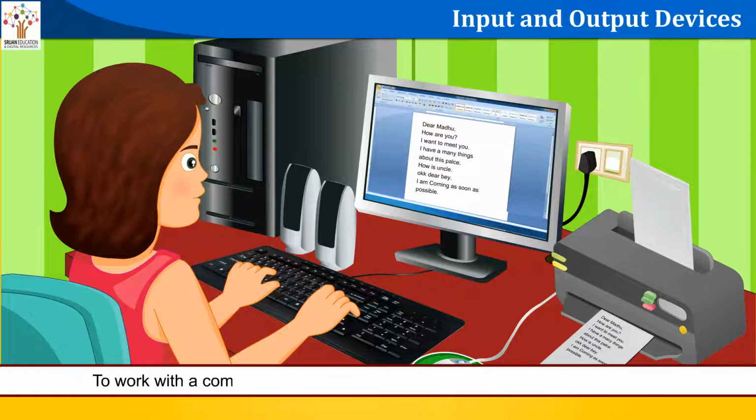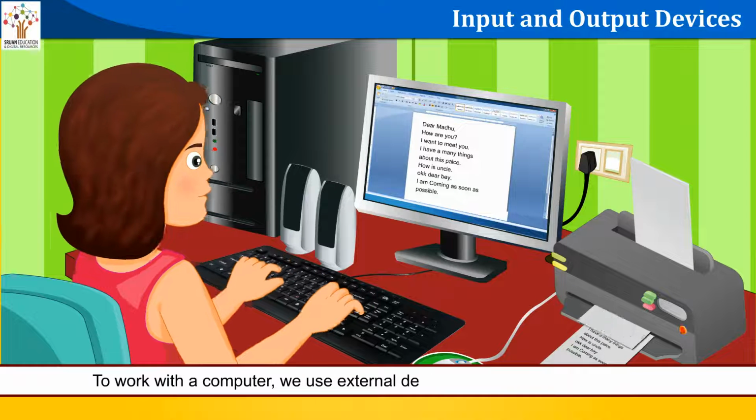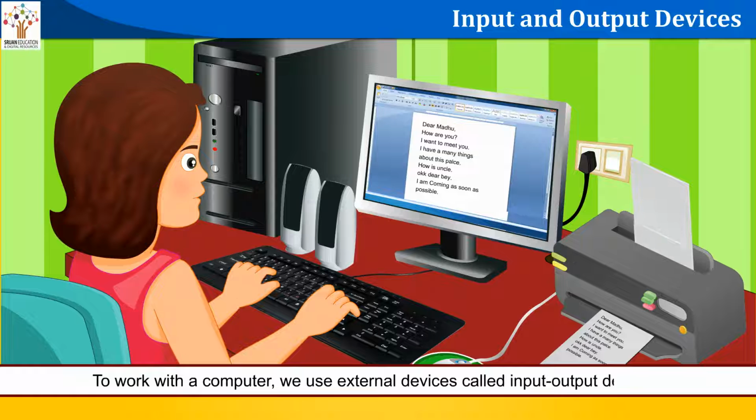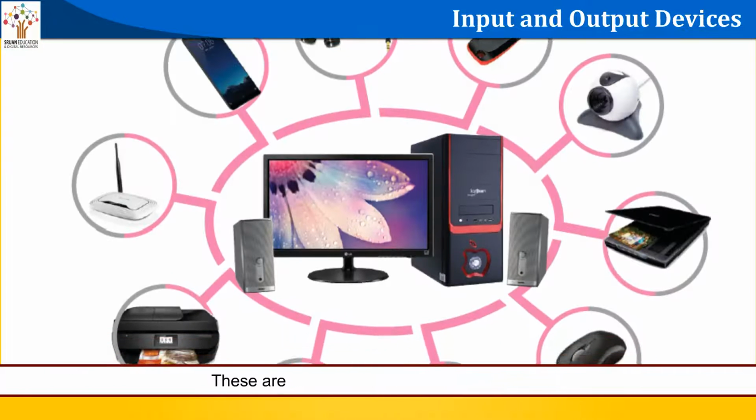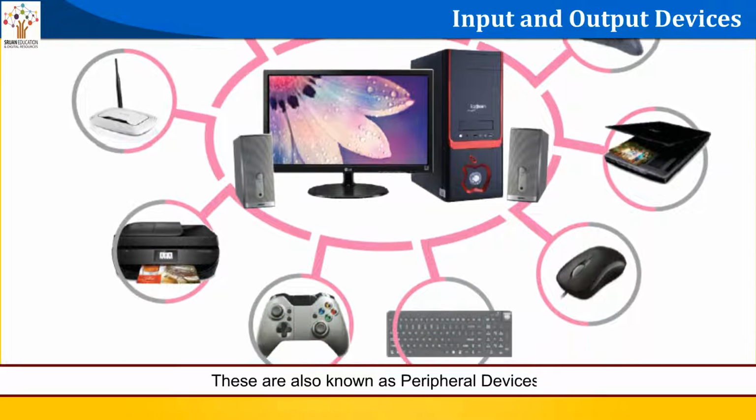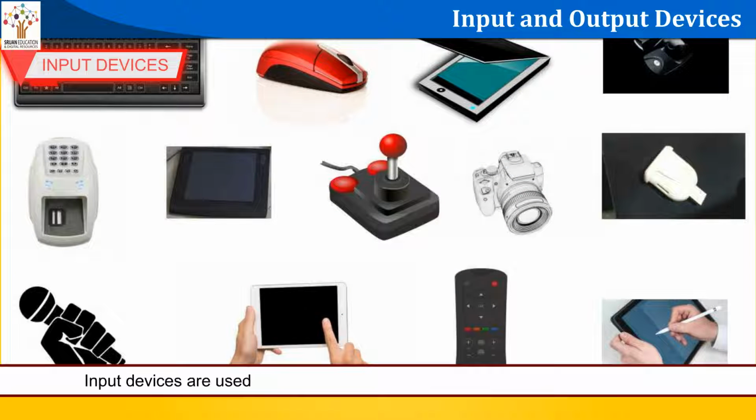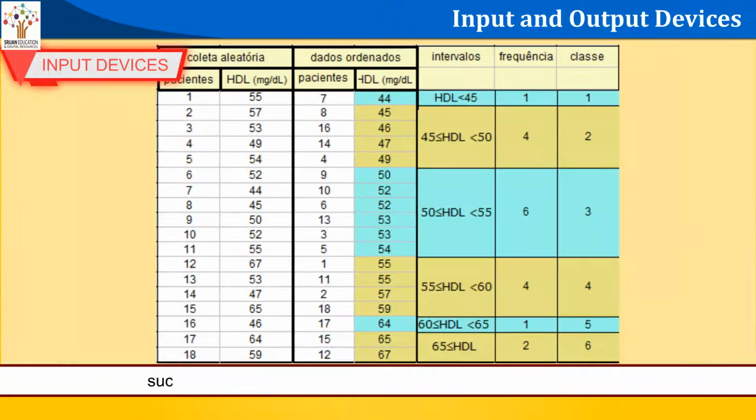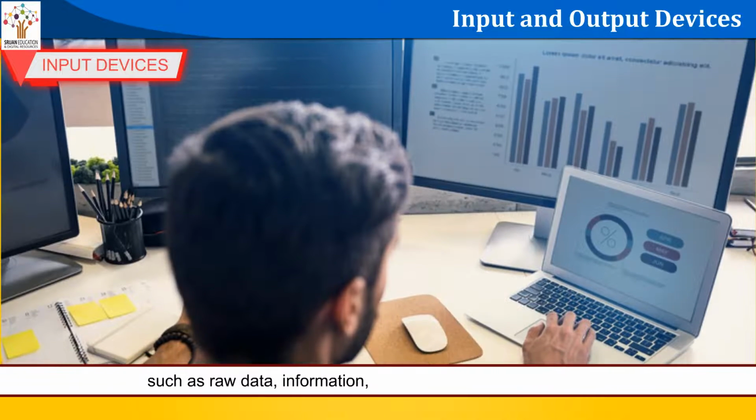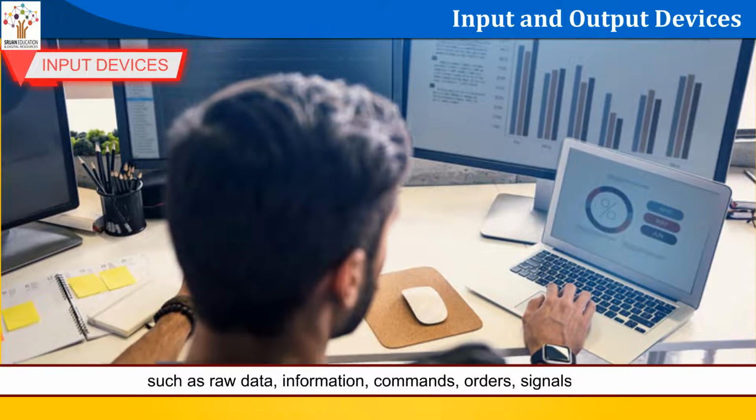To work with a computer, we use external devices called input-output devices. These are also known as peripheral devices. Cool fact: as you press a key on the keyboard, an electrical signal representing that key is sent to the computer. Input devices. Input devices are used to provide input that can be understood by the computer, such as raw data, information, commands, orders, signals, etc.